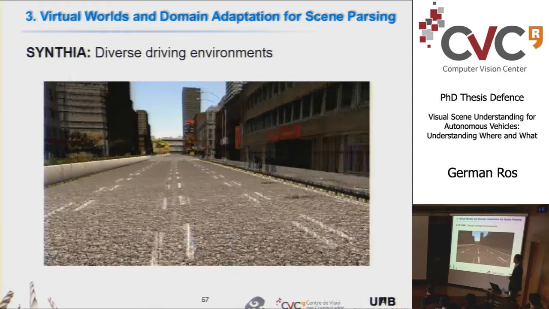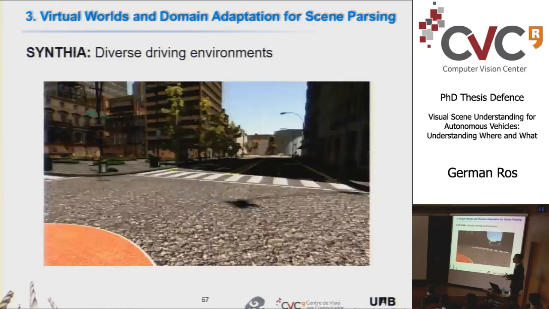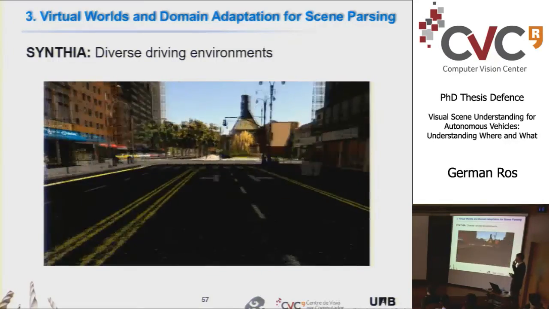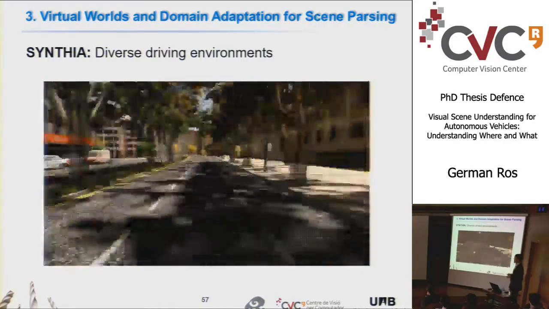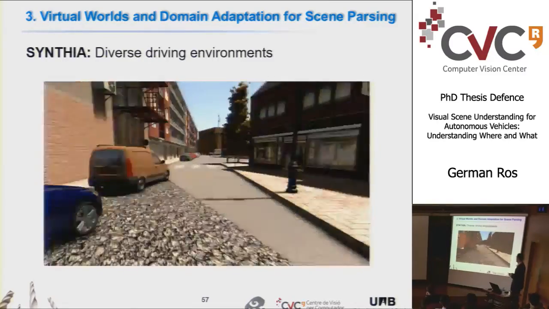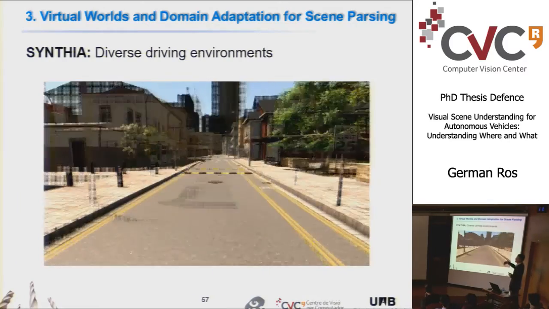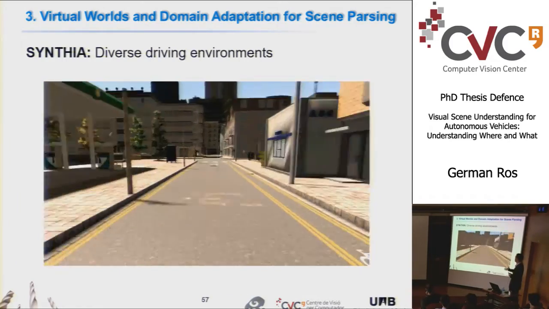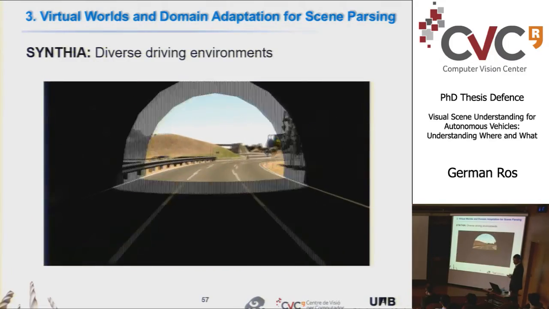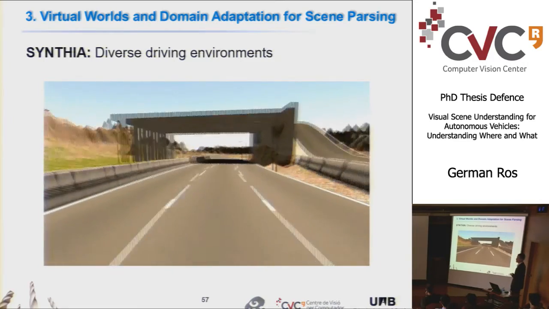Okay, this is how Cynthia looks like. So as you can see, it's not photorealistic, but it's pretty realistic. It's realistic enough to fulfill its job, which is to be able to train scene understanding methods. And you can see the different areas we have. So this is more like a standard European town. The previous block was more like New York City. Here we are getting into the highway, and so on.